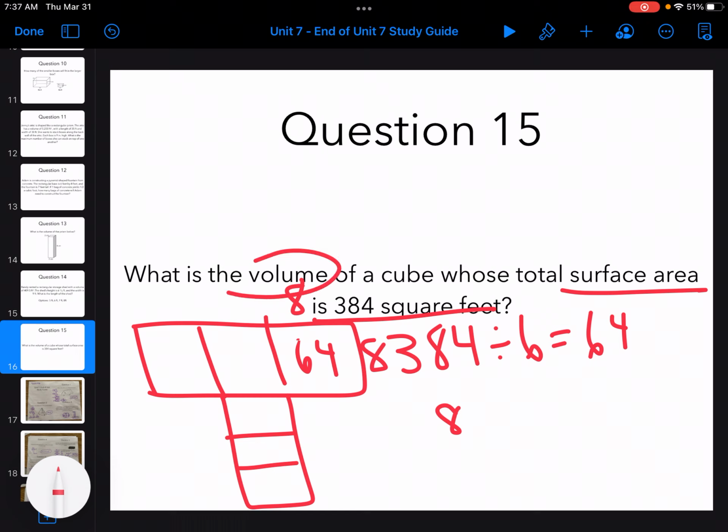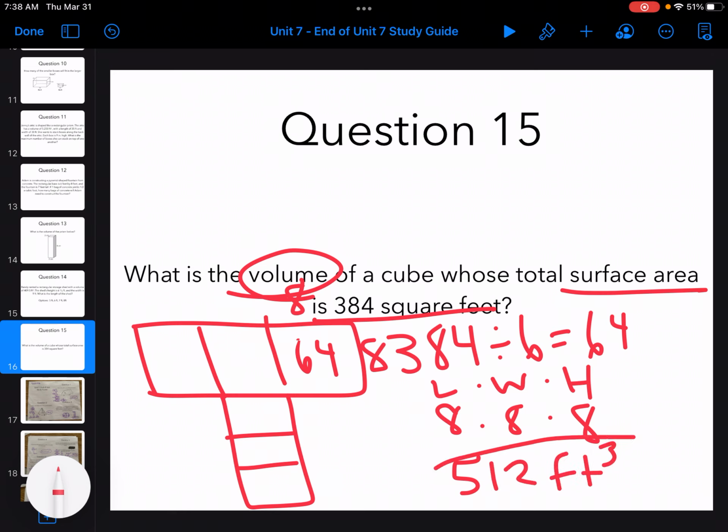Then I think, okay, they want the volume. So the length, the width, and the height are all 8. So I'm going to do 8 times 8 times 8. And I get 512, and it's going to be feet cubed.